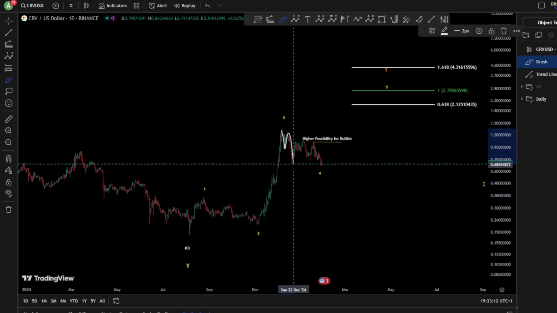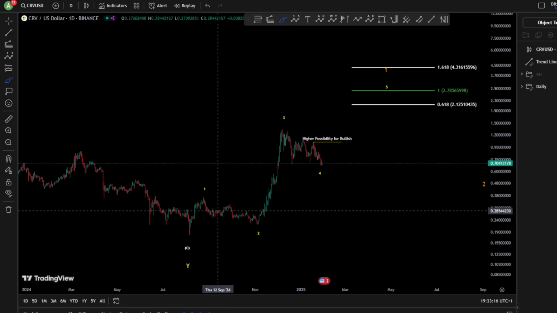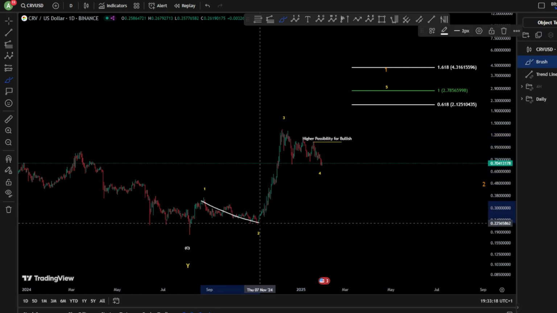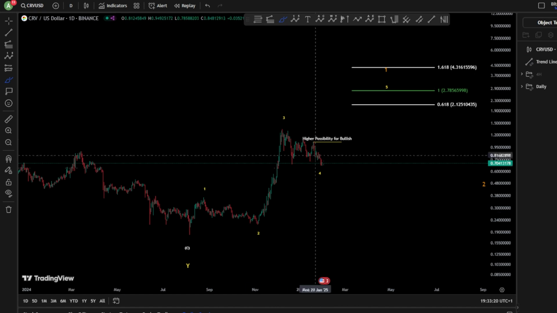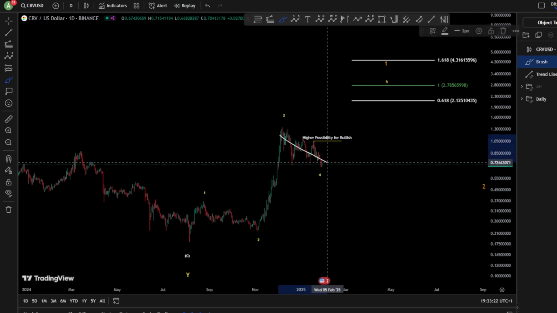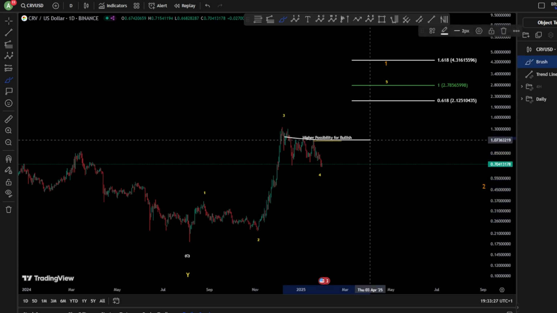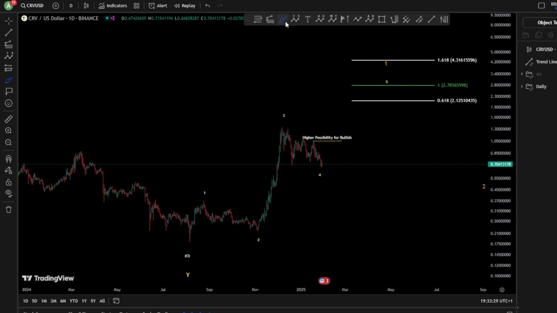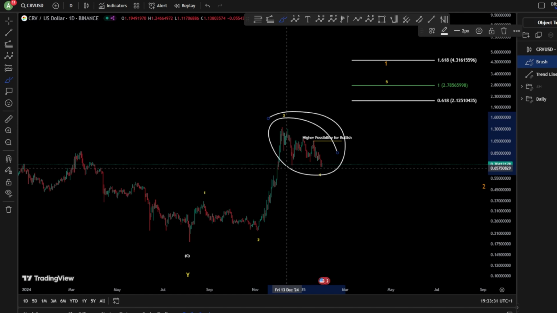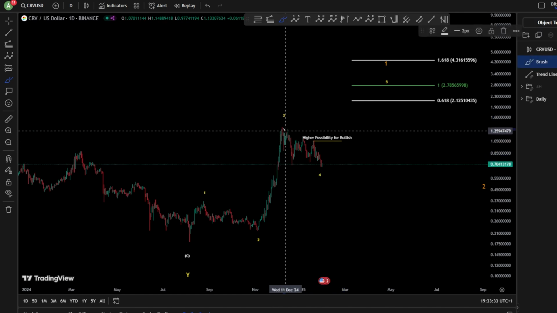Now, supposing that we have bottomed here, if you take a look at your wave 2, you will see that your wave 2 is a very, very long wave in time. And as we know, your wave 4 should be at least the same time as your wave 2 or double the time of it. That means, of course, we might range even longer here for your wave 4.